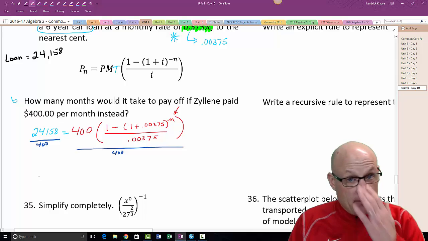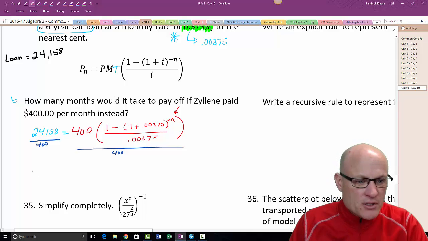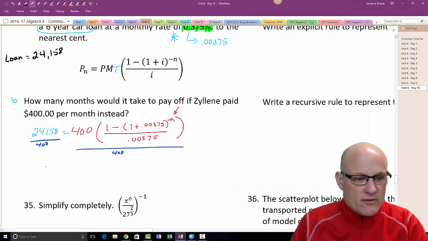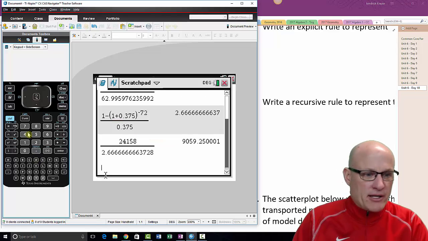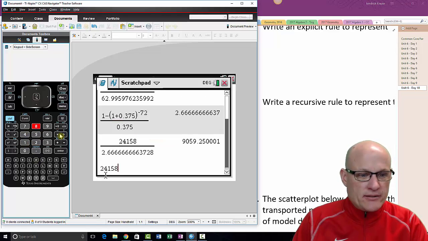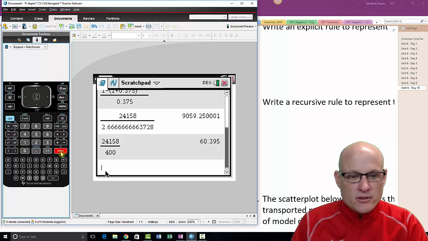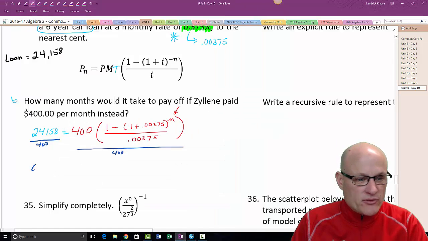All I want to do is figure out how many months this is going to take. So now I've got 24,158 divided by 400. Maybe it'll give me a nicer number to look at. 60.395. Okay, that's easy to deal with. 60.395 equals this freaking mess.